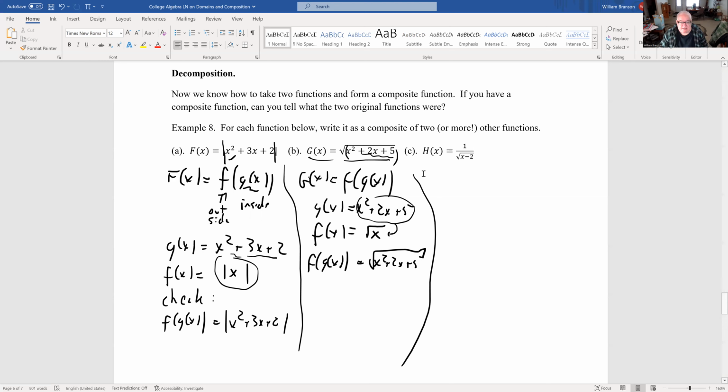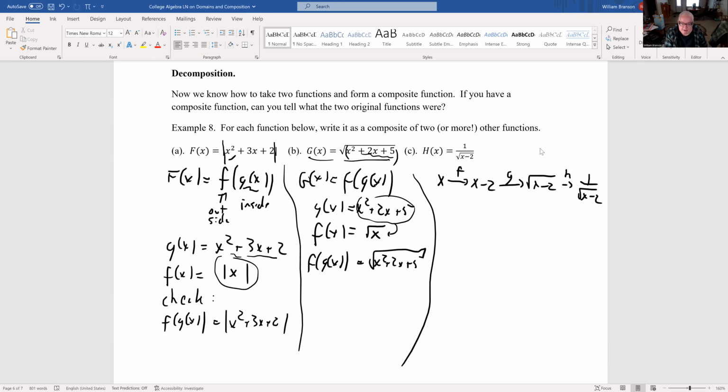And this one, H, is actually a little bit trickier because we can also think about these things as a sequence of things, right? We could say we start with X, and then what do we do with it? We subtract 2 from it, and then we take the square root of it, and then we put it in the denominator. So 3 steps. And these are all functions. And what are the functions? We'll call them F and G and H.